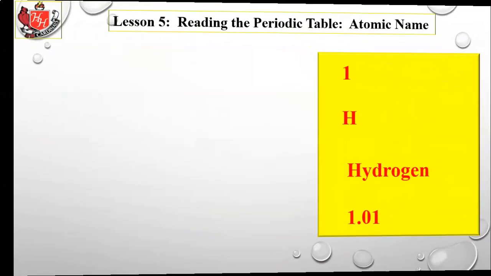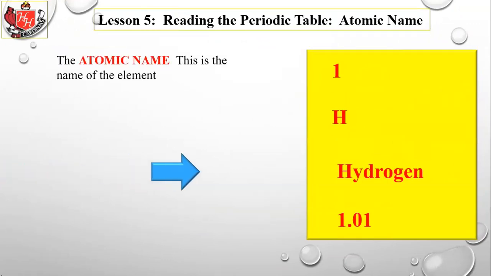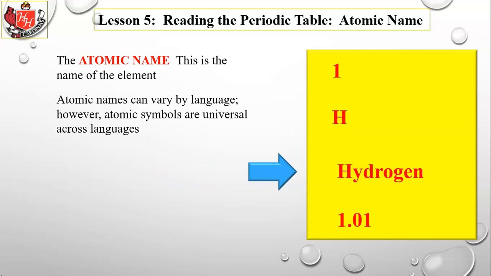Atomic name. This is the name of the element. Atomic names can vary by language. However, the atomic symbols are universal across languages. So if we were in, say, Germany, hydrogen is called Wasserstoff. That's the name of hydrogen in German. However, they still use the atomic symbol H. So the atomic symbols, when you write a chemical formula, are universal. Any scientist who speaks any language will recognize the same chemical formula. The letters are standard, but the name can be different depending on the language.